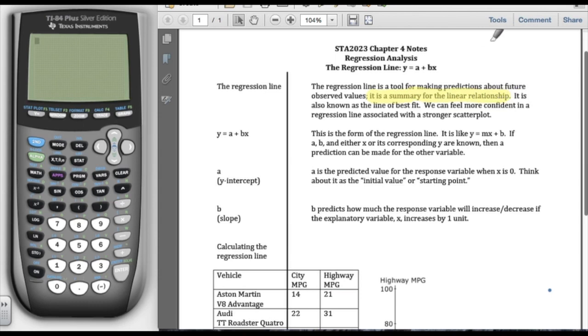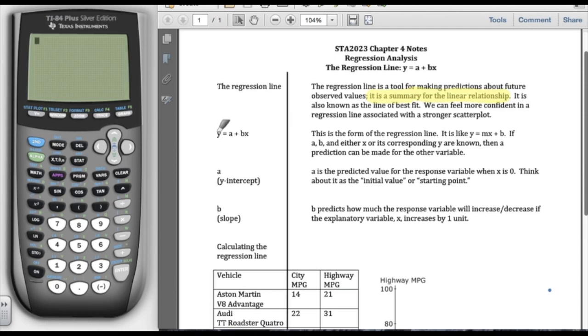We feel more confident in a regression line associated with a stronger scatter plot. So the higher our R value, the higher that absolute value of R is, the better we can feel about the accuracy of our predictions from this regression line.